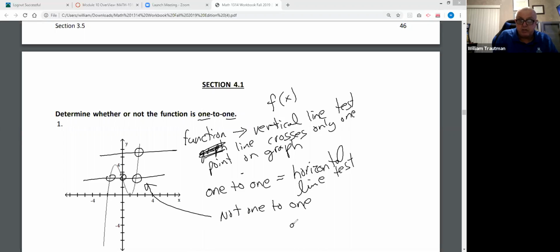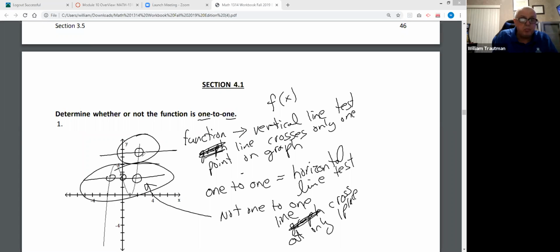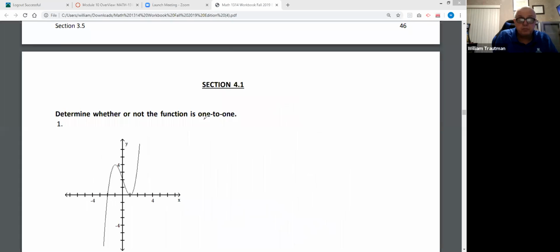Horizontal line test: the horizontal line crosses the graph at only one place. So here it crosses at more than one place. Here it crosses at one, but you have to try to keep on drawing horizontal lines. Oh, there's another one that crosses at more than one place. This graph is not 1-to-1.